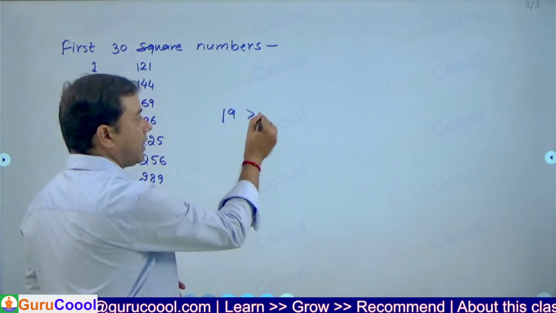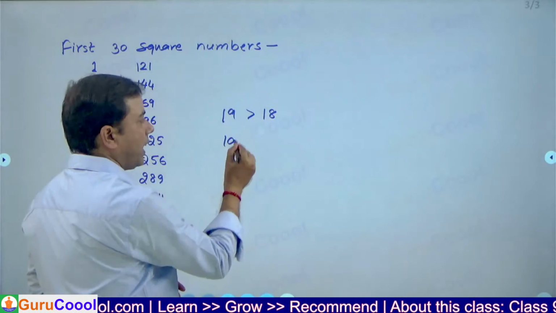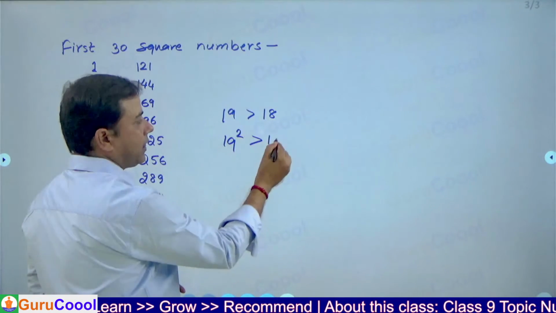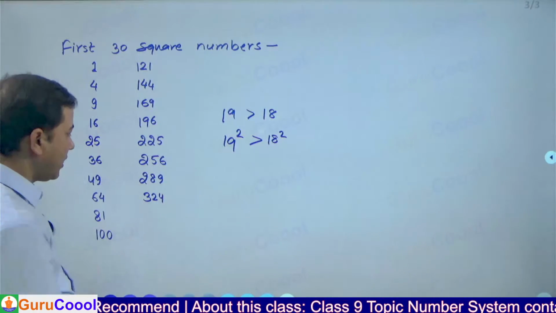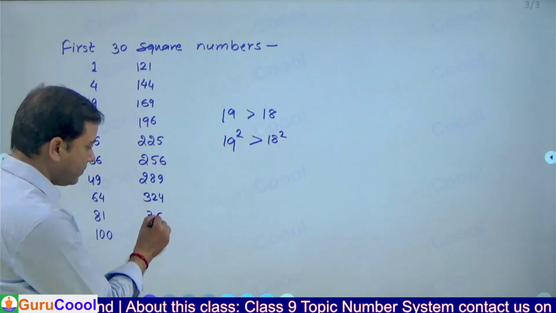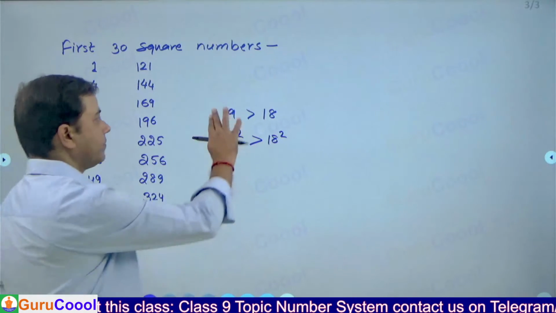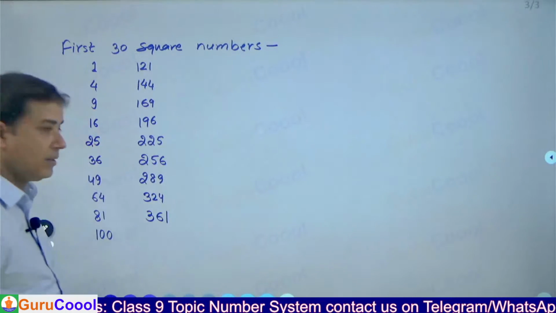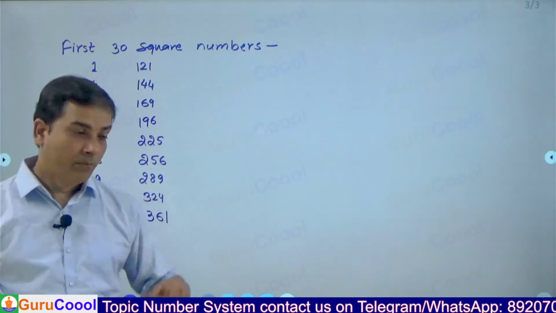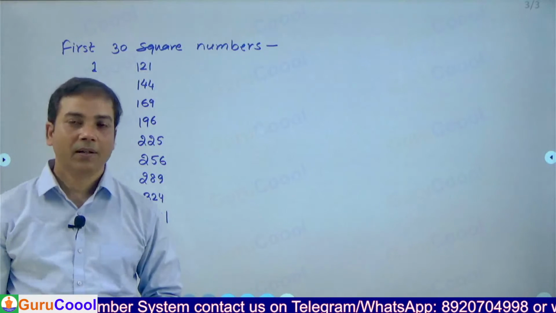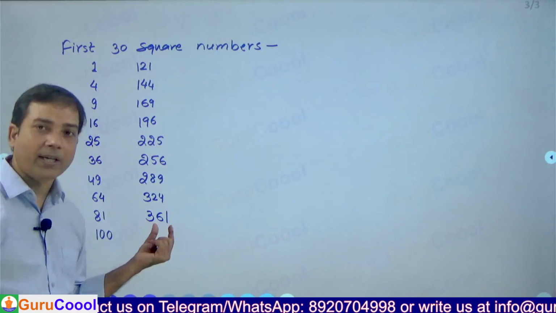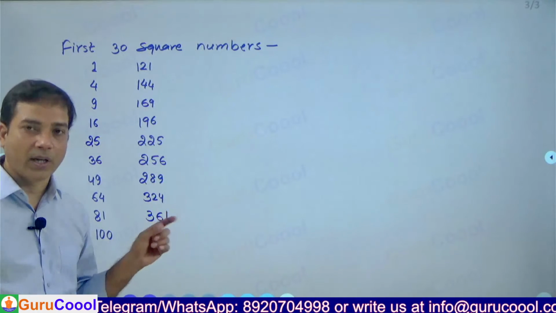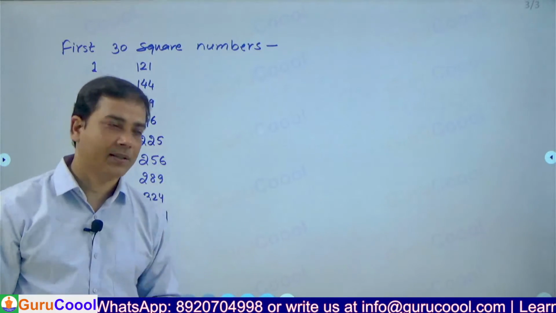19 is greater than 18, so 19 square should also be greater than 18 square. You are telling lesser than that. 18 square is 324. This is 361. Maybe you don't remember that number, but at least you should know that 19 square cannot be smaller than 18 square. At least use this common sense.